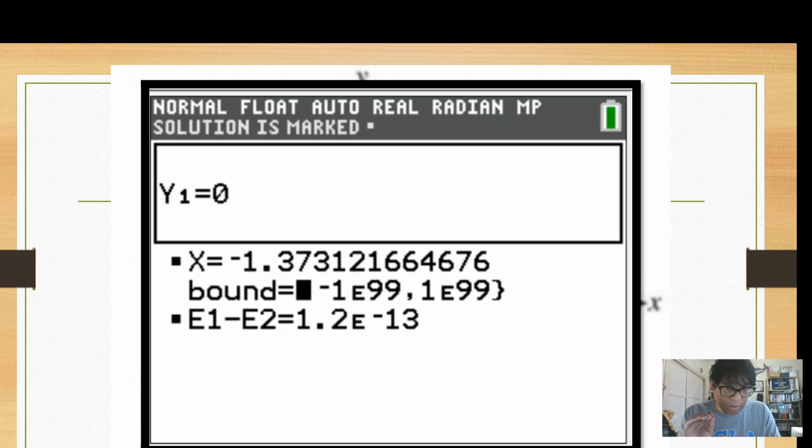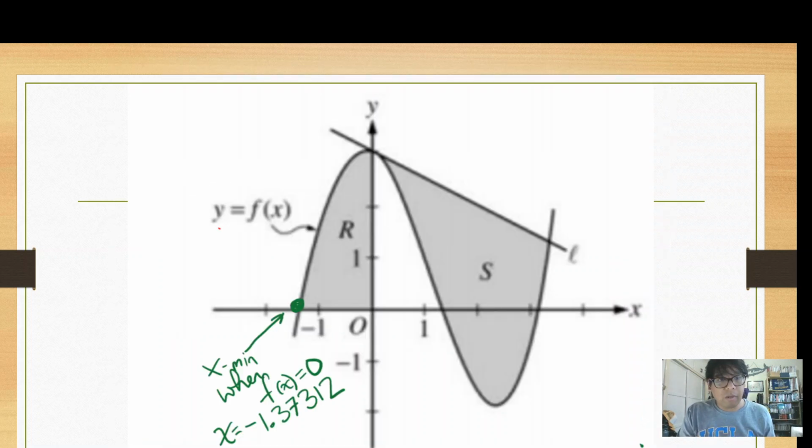Don't forget that when you do this, you're going to have to put your cursor where my arrow is, right here, and push alpha enter. Alpha enter is the key command that makes your calculator solve. So we get -1.373. So this coordinate right here is -1.373.